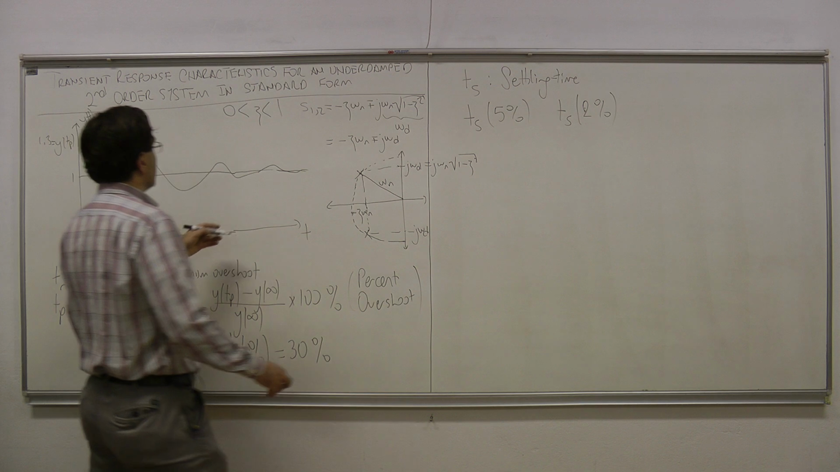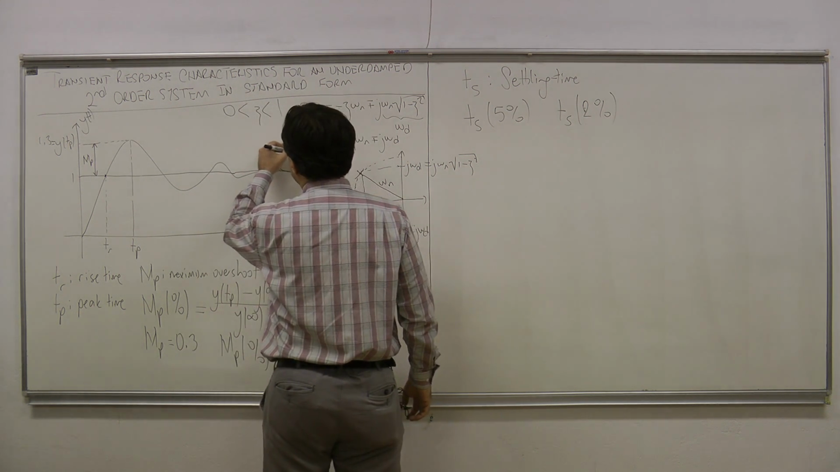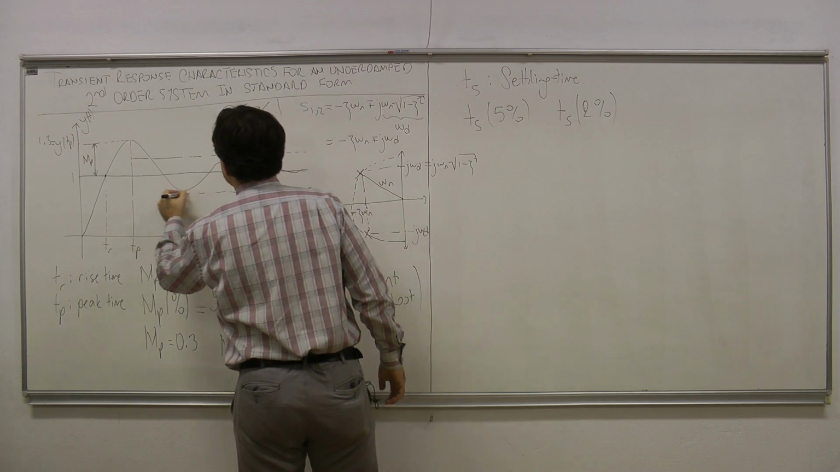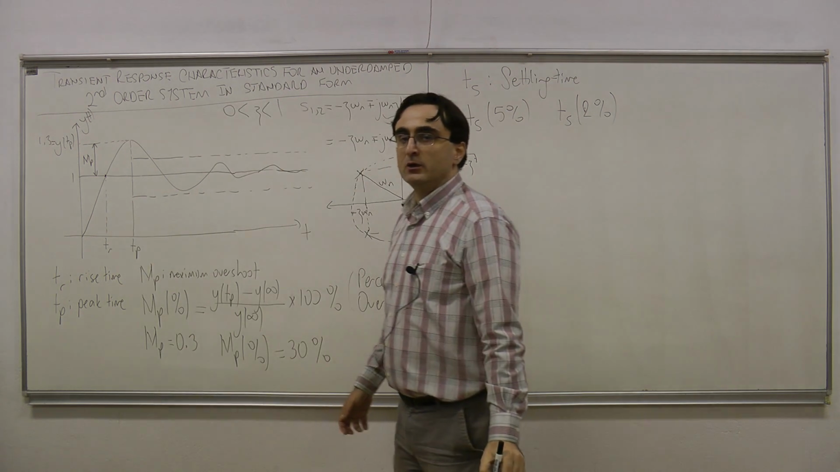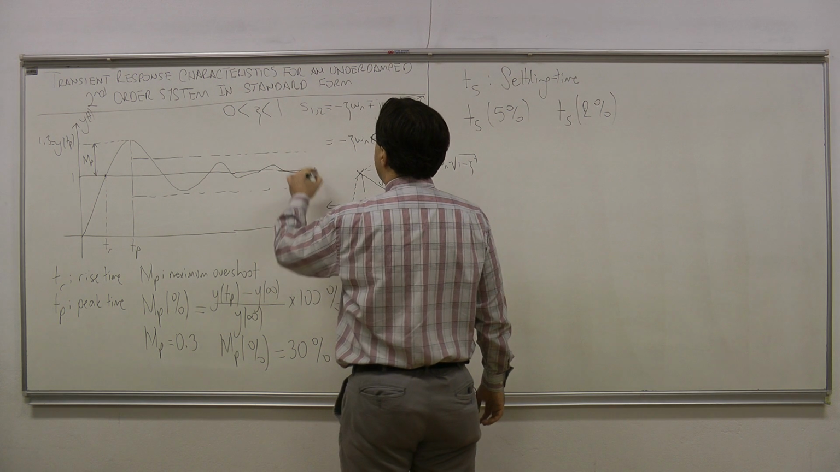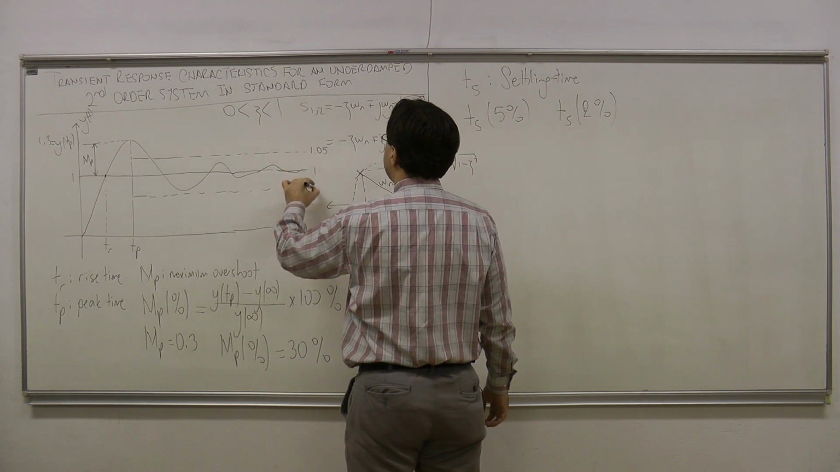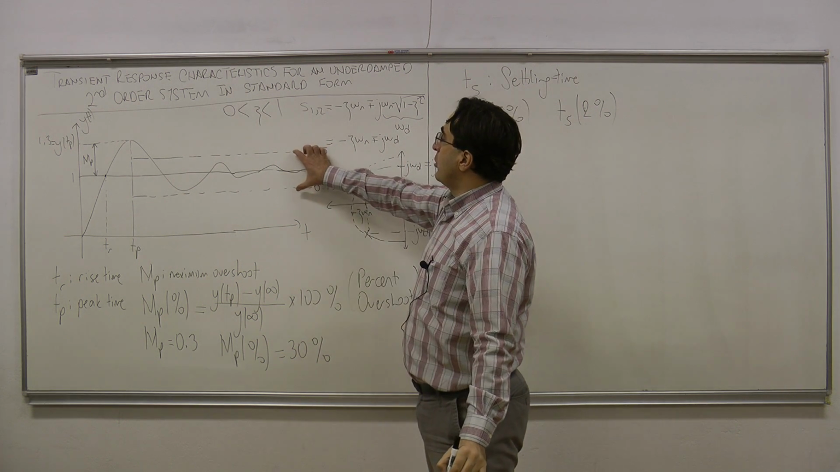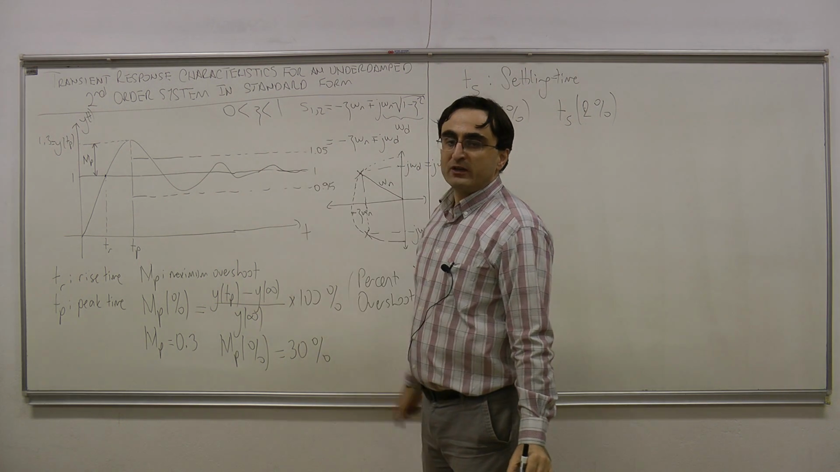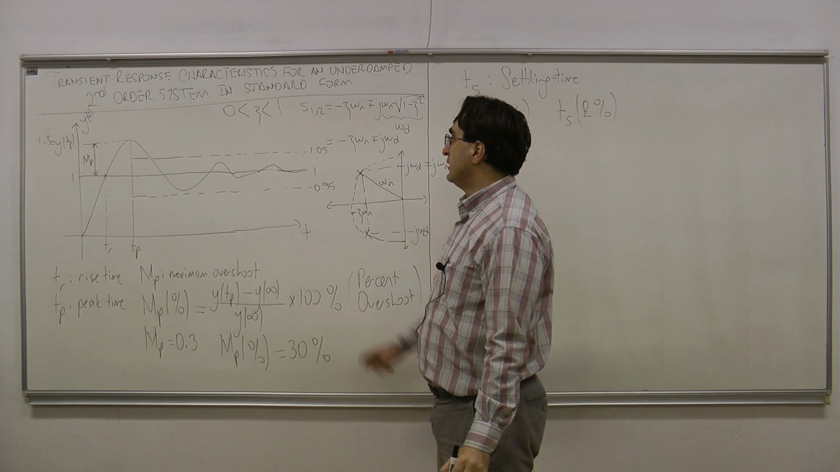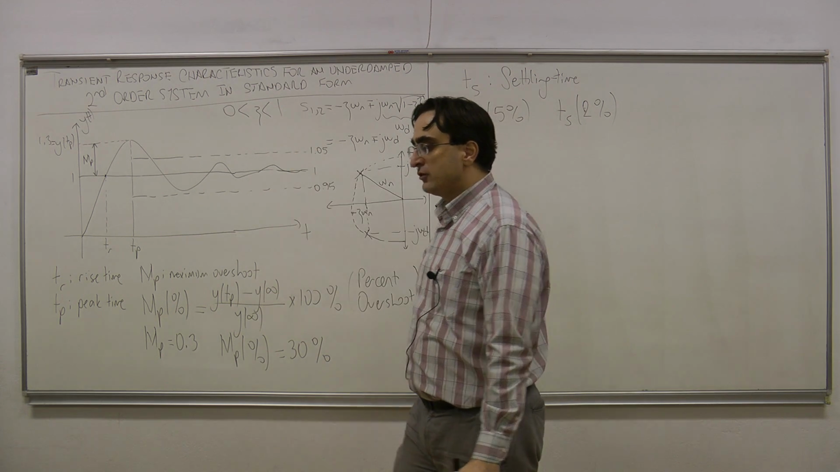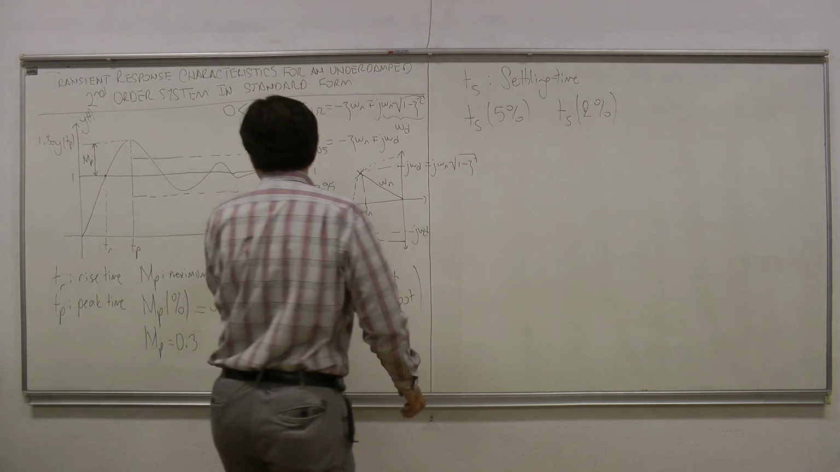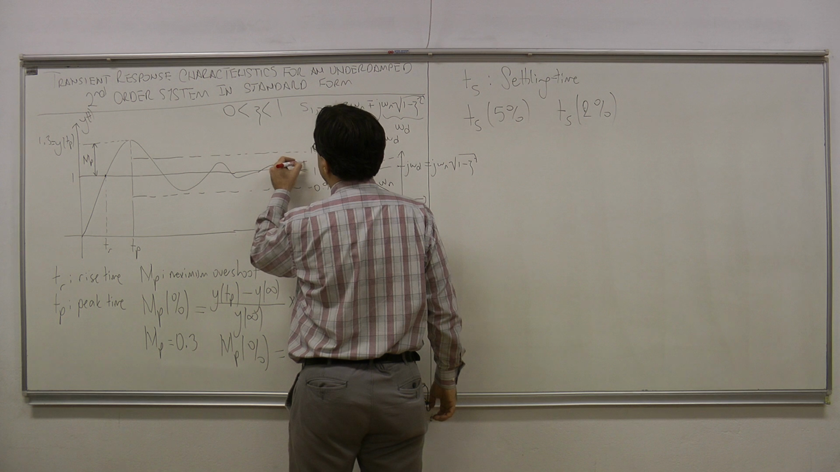So here is what we do. So I define here a range, okay, around the desired value. So this point is 1, this point is 1.05, and this point is 0.95. So this is called the 5% range, okay. So this is the 5% range. And of course, if I am more ambitious, then I can also define a 2% range here.